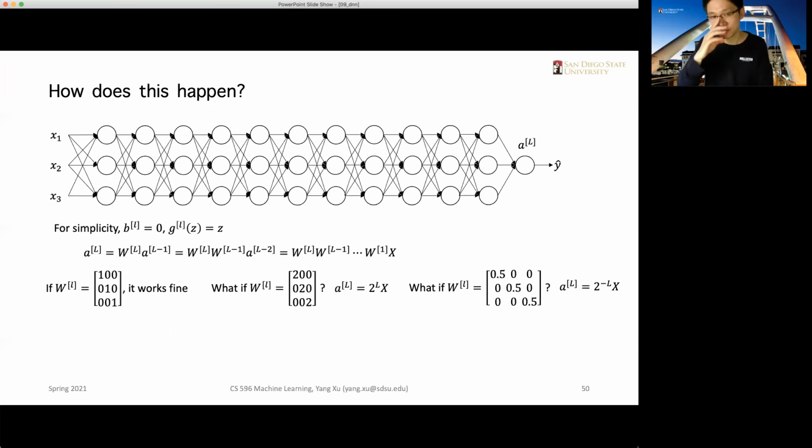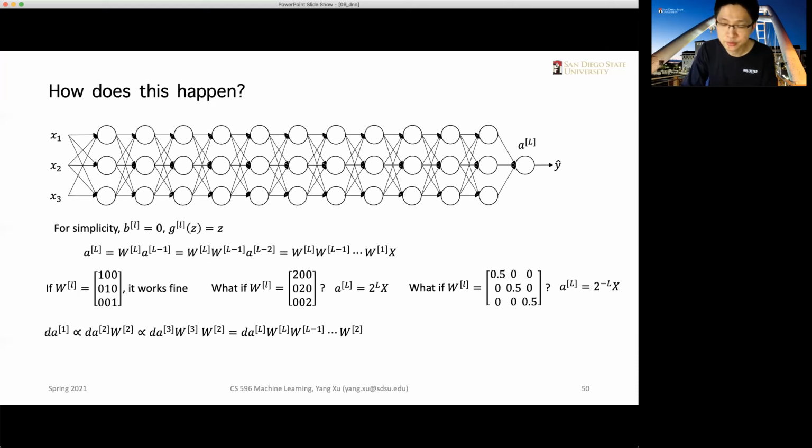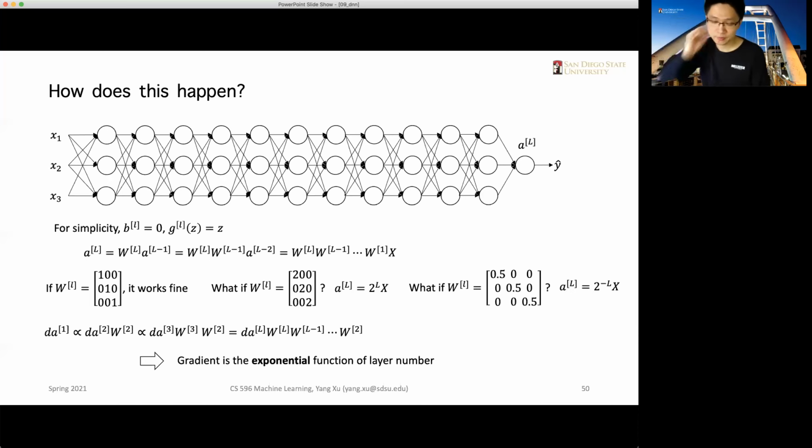If the weight matrices have very large values, and so is the backward process, the gradients are also an exponential function of the number of layers. So that's why sometimes, if the weights are greater than 1, then the gradients are likely to explode. If the weight matrices are between 0 and 1, if they're too small, then the gradients are likely to vanish. So both are extreme cases.